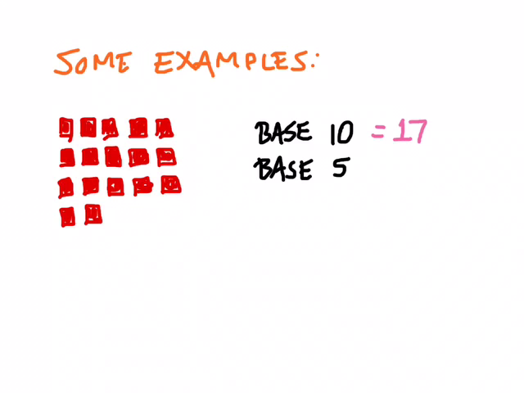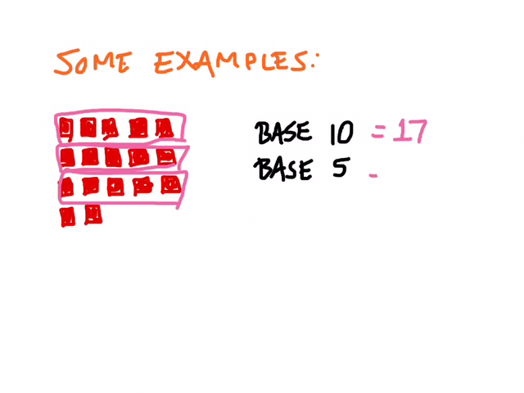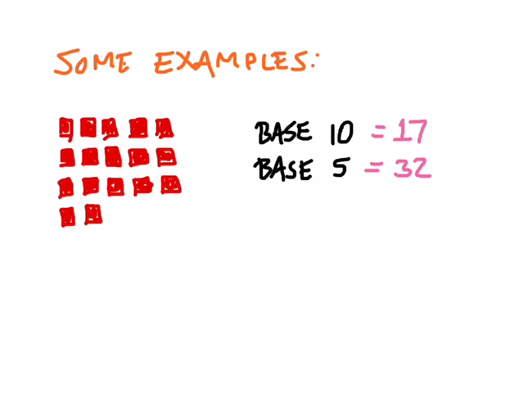So if I'm counting this in a base 5 system, I'm going to say there's one group of 5, one group of 5, one group of 5, and 2 ones left over. So in a base 5 system, I'm actually going to call this number 3 groups of 5 and 2 ones left over. So in a base 5 system, this is not the number 17, this is the number 32. And again, there's an infinite number of ways we could do this.